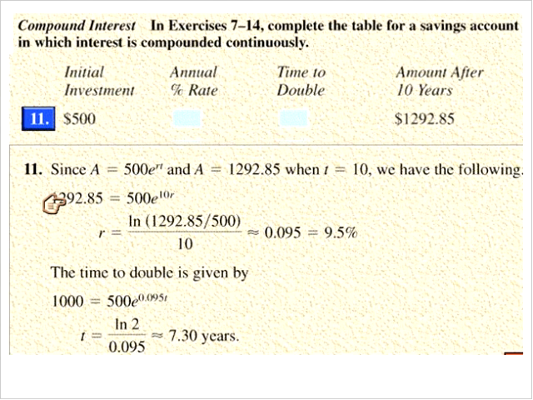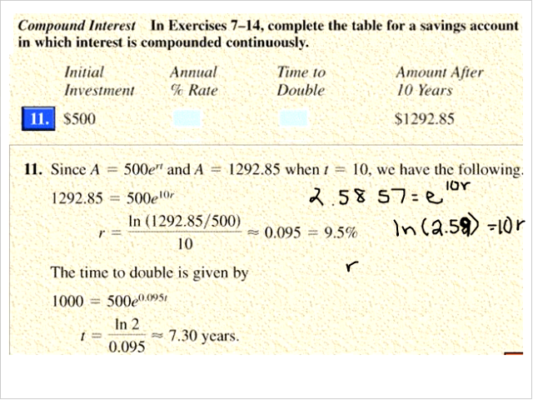1292.85 divided by 500, you get 2.5857. We have to take the natural log of both sides to get rid of the e. I'm just going to estimate there, and then divide by 10. So when you divide by 10, you get about 0.095, which is your 9.5%.